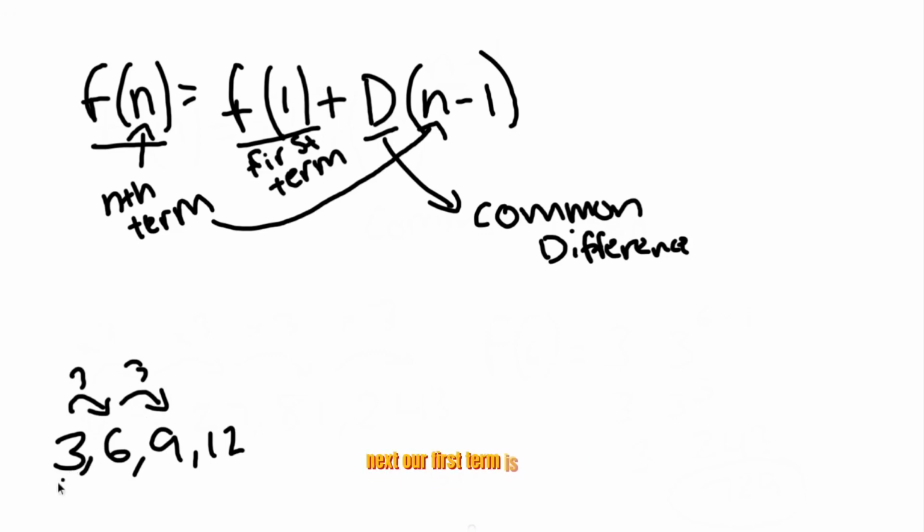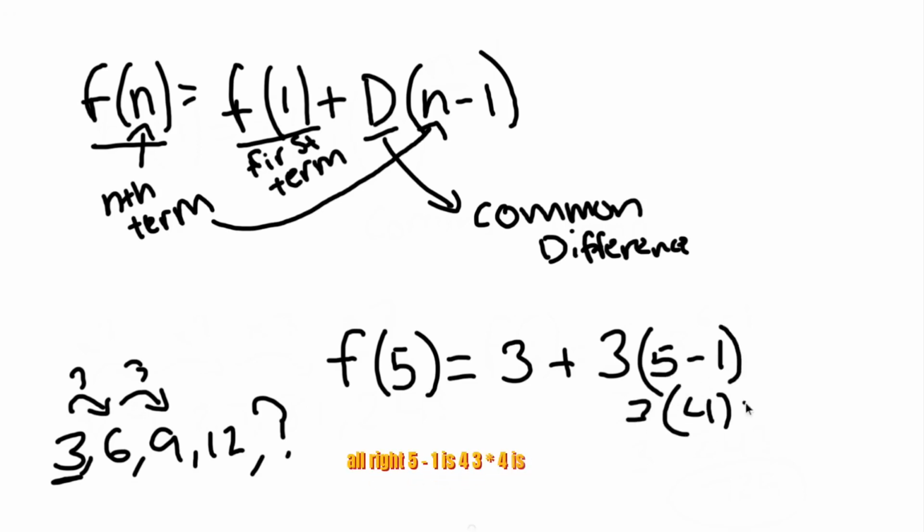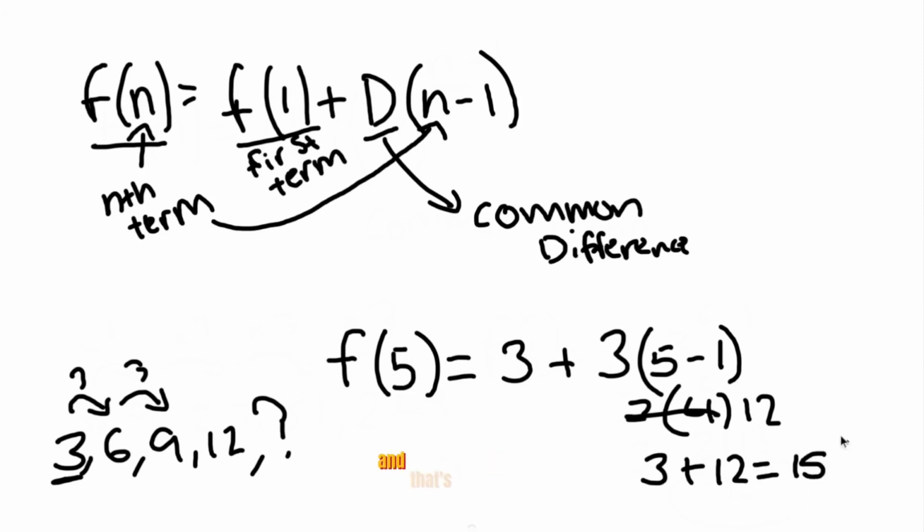Next, our first term is the 3. And if we're looking for what this 5th term is, that's the nth term. So now that we know that, let's use this sequence to fill out this as an example. So f of 5 equals 3 plus 3 times 5 minus 1. Alright, 5 minus 1 is 4. 3 times 4 is 12. So that's just 3 plus 12, which is 15. And that's your answer. Now let's know how to solve a geometric sequence.